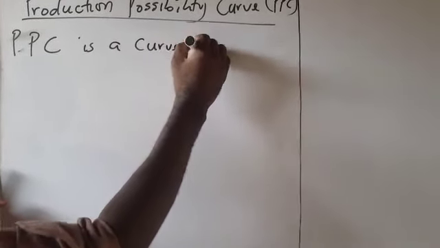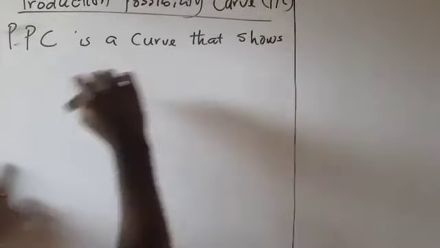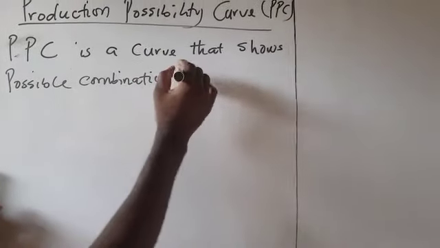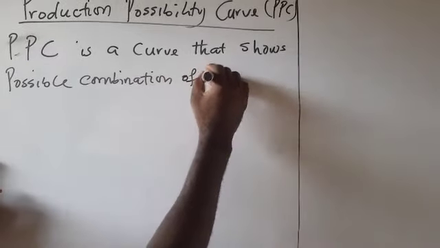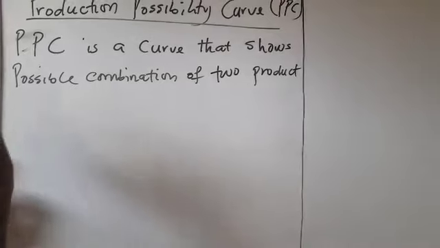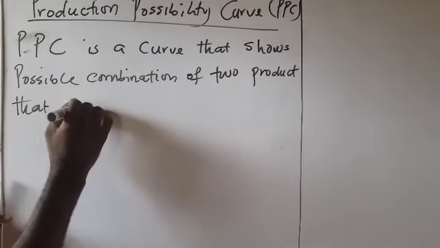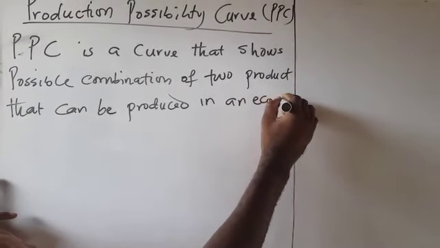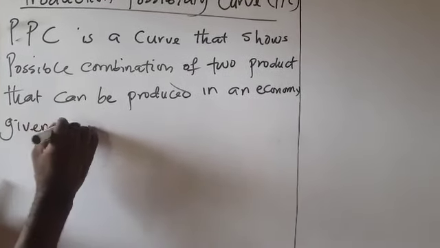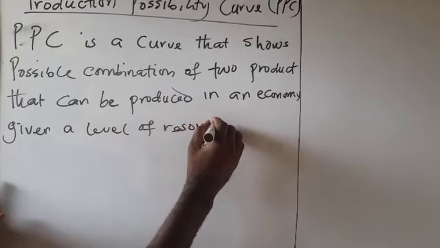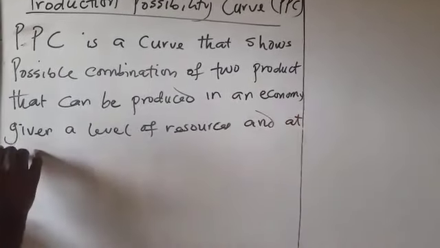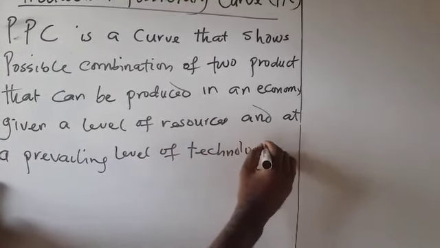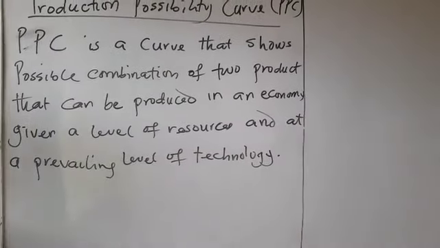is a curve that shows possible combinations of two products that can be produced in an economy given a level of resources and at a prevailing level of technology. What we are saying here is that we want to work under an assumption.